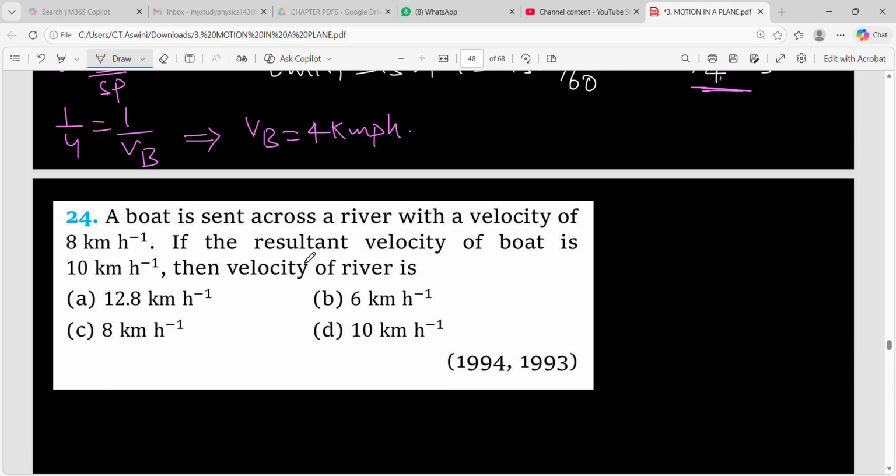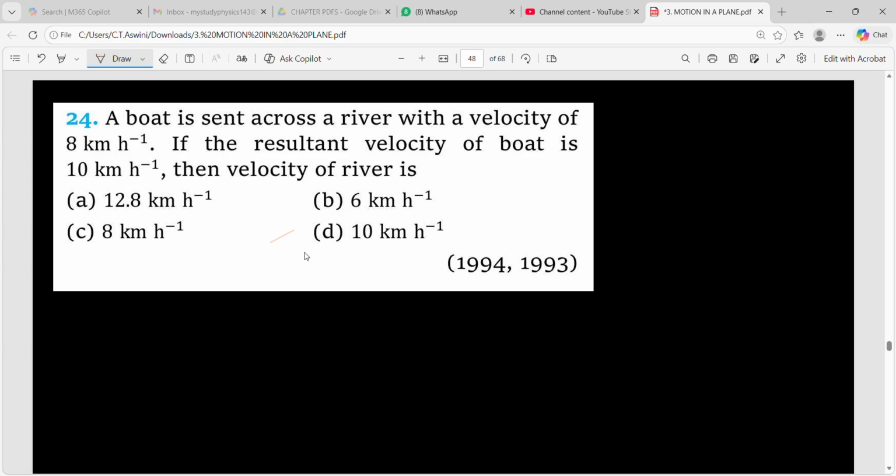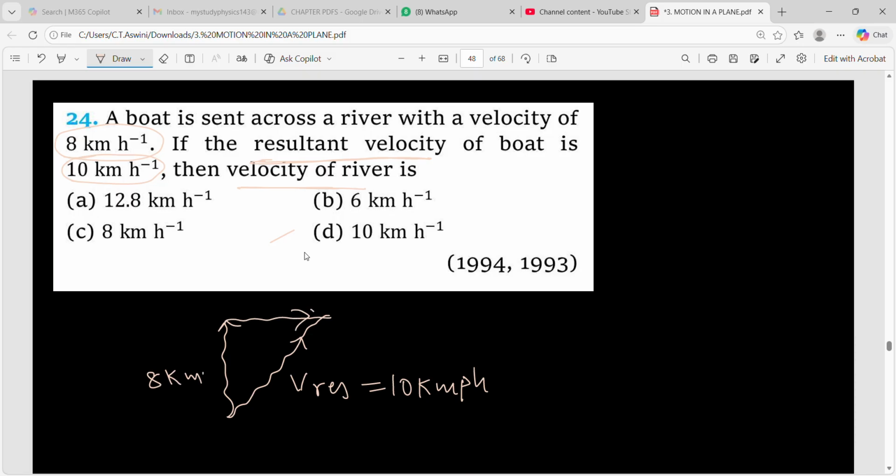Just understand, a boat is sent across a river with a velocity of, so what is the speed of the boat? 8. If the resultant velocity of the boat is 10 kilometers per hour, then the velocity of the river is, so resultant velocity, this is the direction of resultant velocity. How much is this? 10 kilometers per hour. And what is the velocity of the boat? This is 8 kilometers per hour. They are asking what is the velocity of the river.